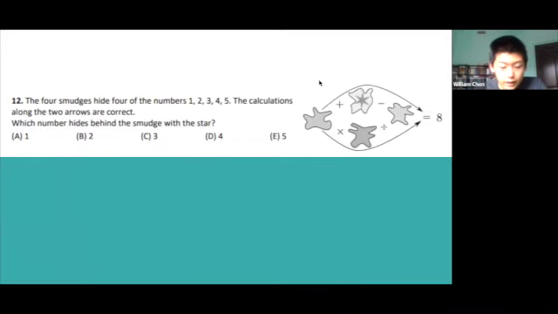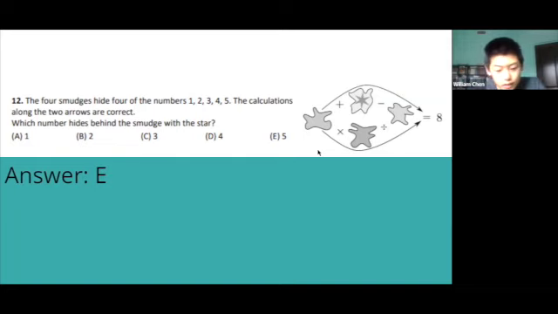Next question. Some of the four smudges hide four numbers 1, 2, 3, 4, and 5. Calculations along the two arrows are correct. Which number hides behind the smudge with the star? I'll give you another 3 minutes to think about this. If you have an answer, please send it in the chat. We have an answer of 5. The correct answer is E, so good job, Zachary.